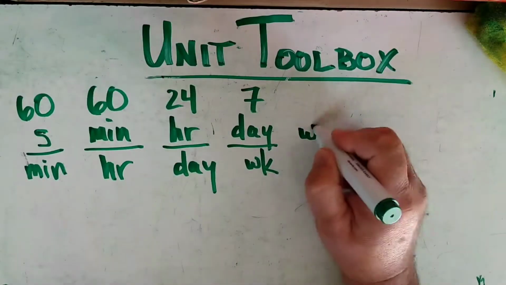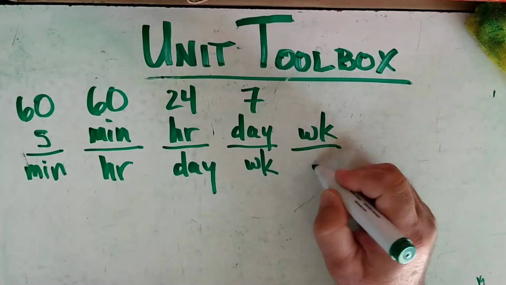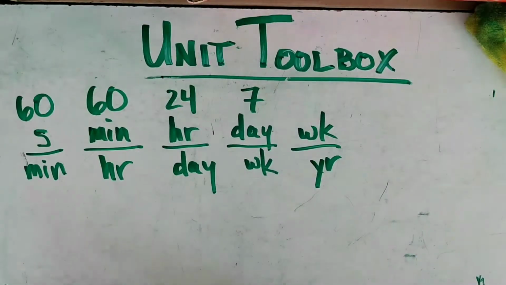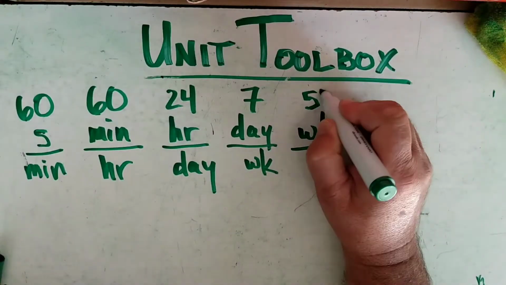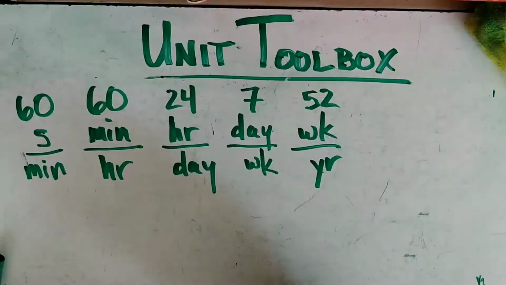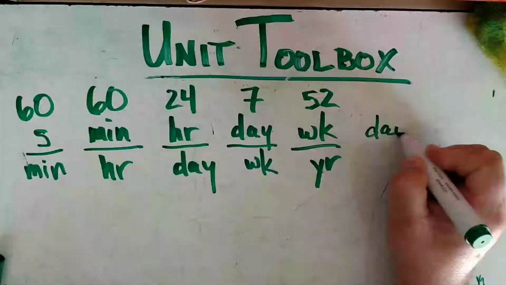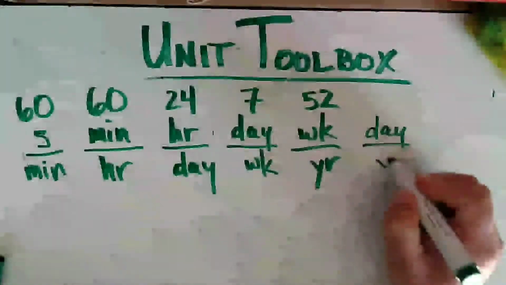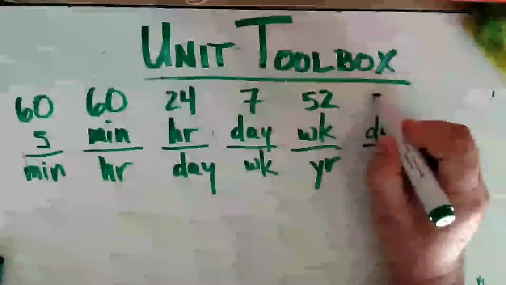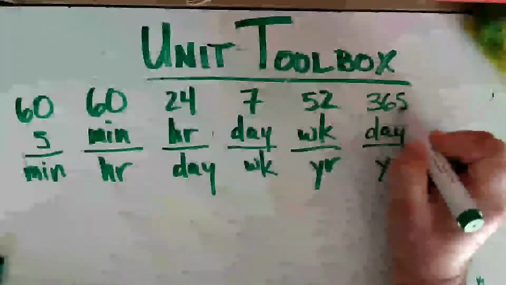How many weeks are in a year? And this is one that many of you may not know. 52. Okay. How many days are in a year? And you guys know that one, 365.